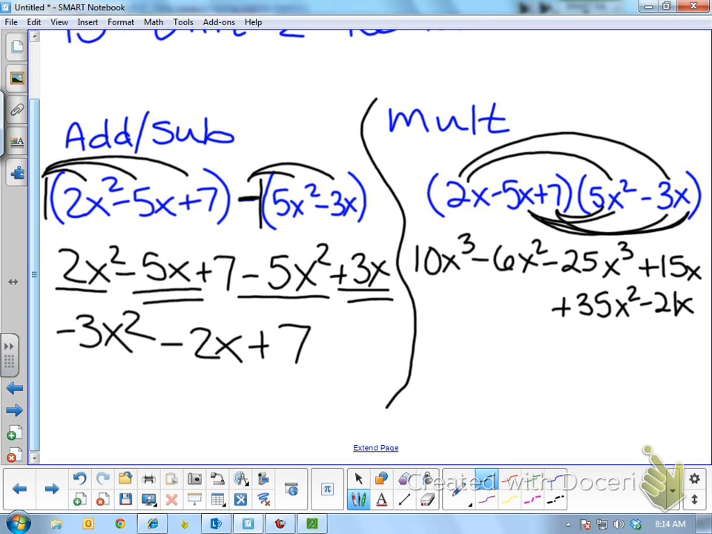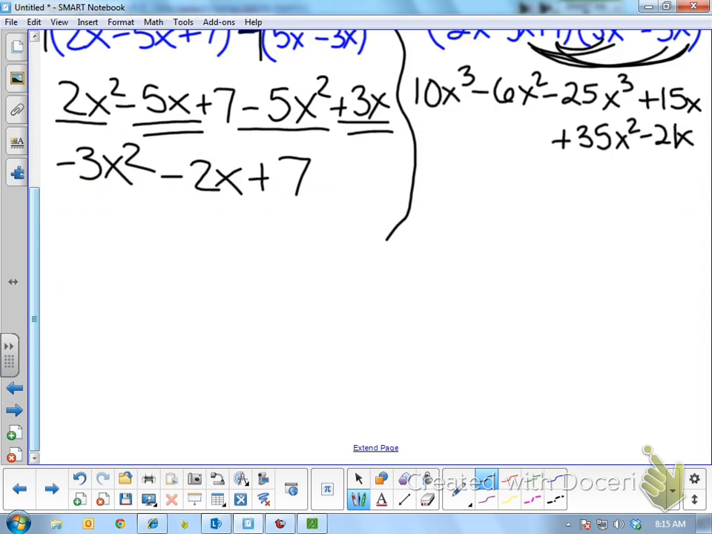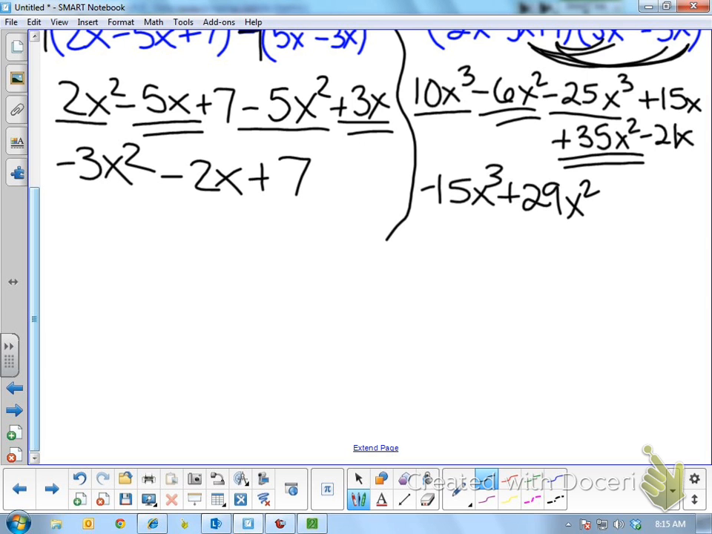So what will 10x to the third combine with? Negative 25x to the third. So we get negative 15x to the third. And then negative 6x squared plus 35x squared would be 29x squared. And then 15 minus 21 would be negative 6x. So the problems looked almost exactly the same, but we have completely different answers.